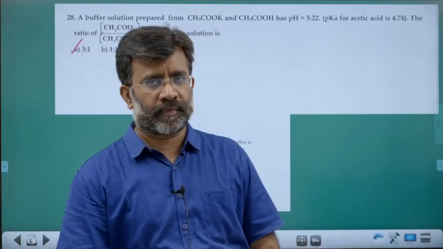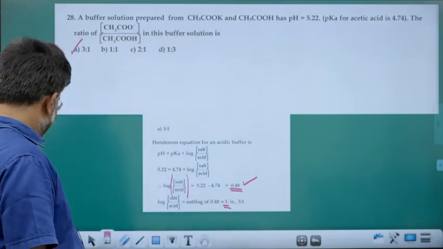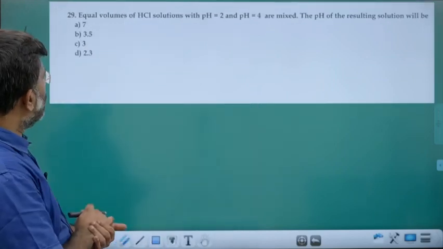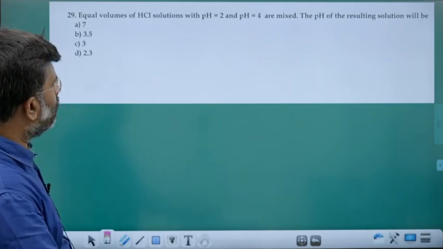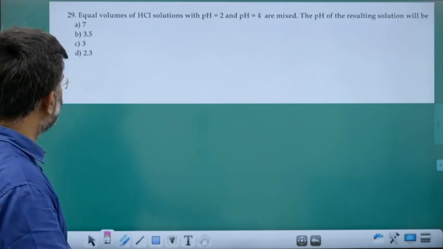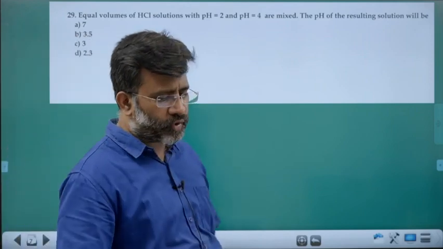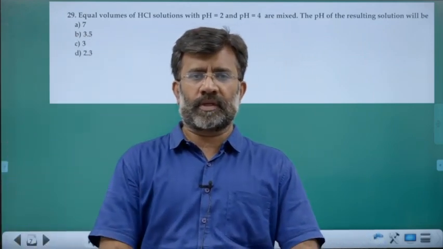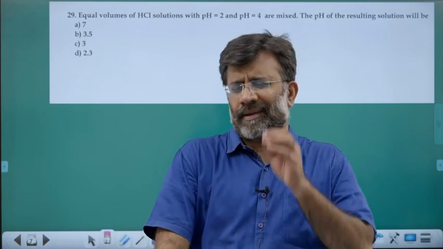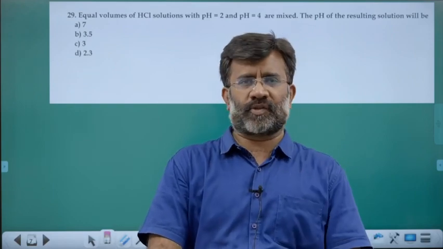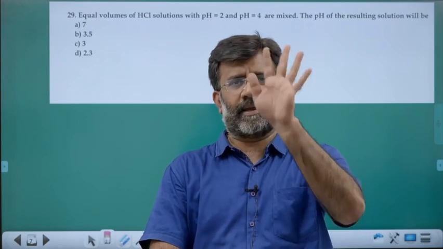Henderson equation. Next one. Equal volumes of HCl solutions, pH 2 and pH 4, are mixed. The pH of the resultant solution will be? See, this is a typical kind of question. Mixing pH 2 and pH 4 means the final answer will be slightly greater than the lower pH.